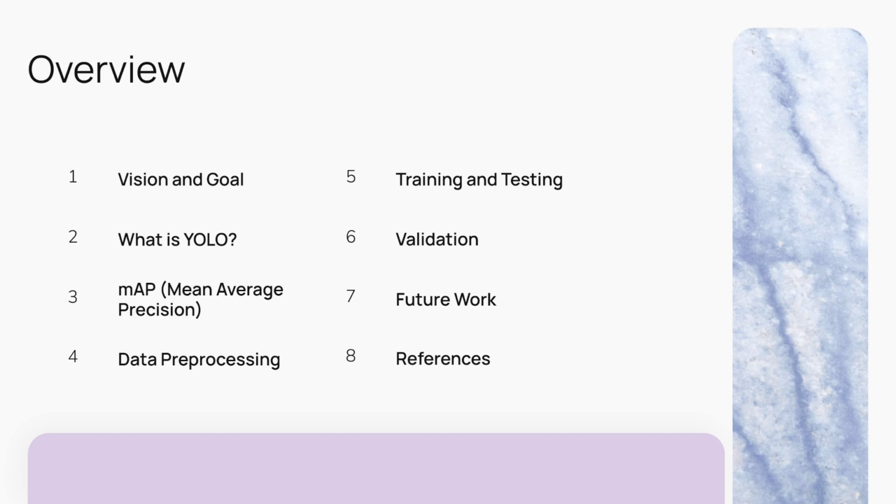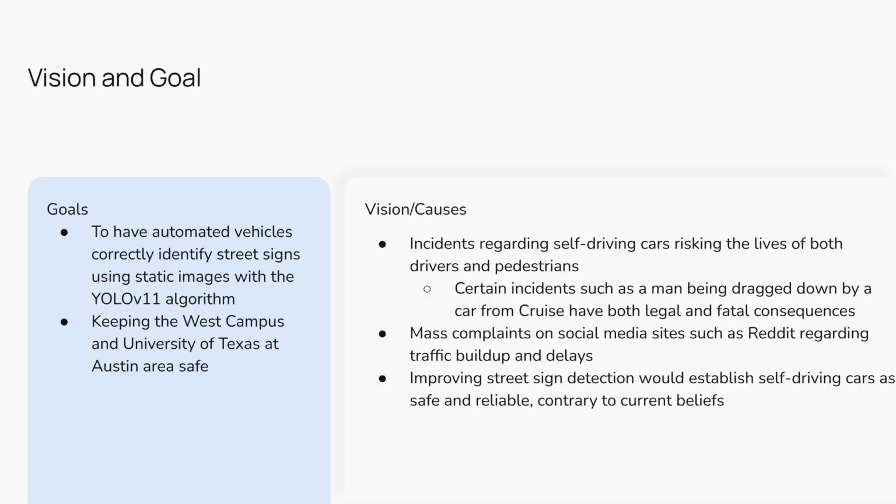Here's a quick overview of what I'll be going over. First off, it will be going over vision and goal, the technical stuff such as YOLO and mean average precision, and then the basics of training a model, such as pre-processing it to make sure we know what we're working with, training and testing, and validating our model. And then we'll go over future work and improvements that we could work on, as well as limitations that we had, and then finally our references.